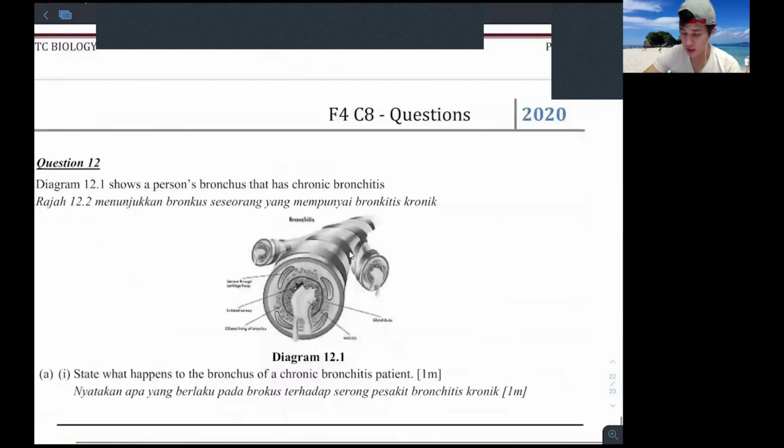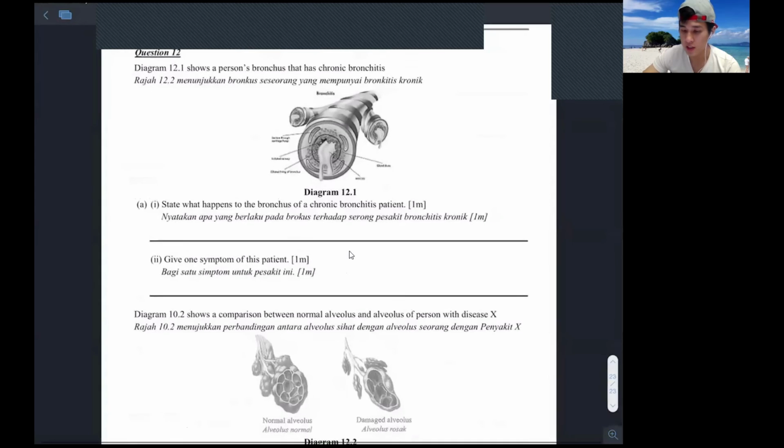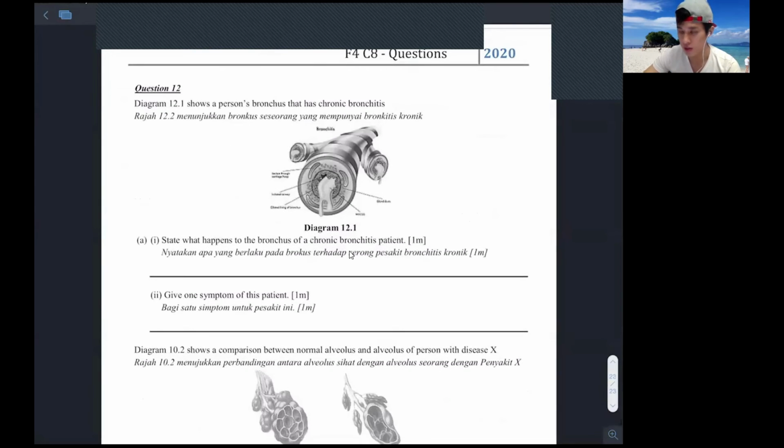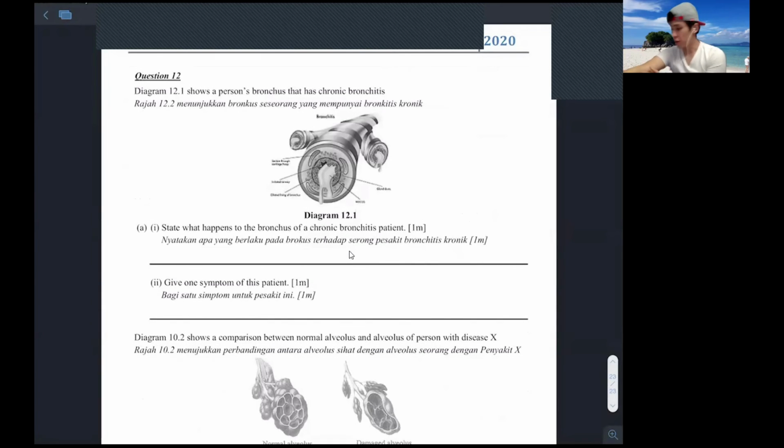This one is the COPD one, the two diseases that we learned in front. Question 12, the two diseases that we learned earlier. They say that this person has chronic bronchitis, they tell you the disease already. What happens to the bronchial tubes of a chronic bronchitis patient? It's supposed to be bronchial, not bronchus, there's a mistake here.